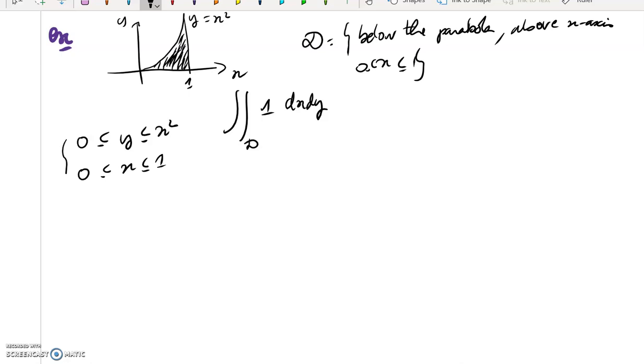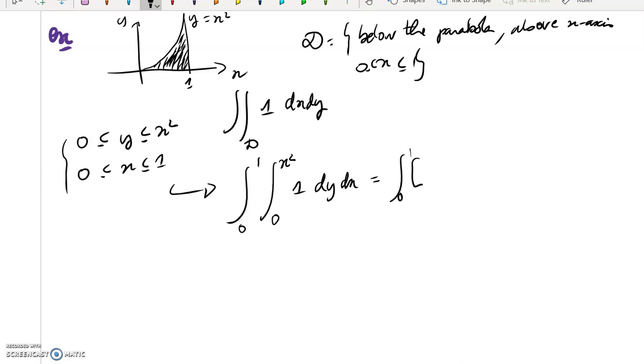If that's the description you get, you don't have the choice for the order of integration. As y depends on x, you must integrate with respect to y first. So that's what you're going to get: the integral from 0 to 1 of the integral from 0 to x² of 1 dy dx, and that's just the integral between 0 and 1 of x² dx. So that's 1 over 3 of x³, evaluated with 1 in 1 and 0 in 0.